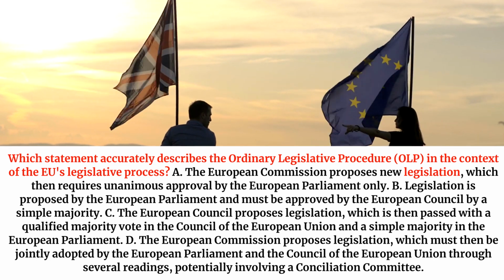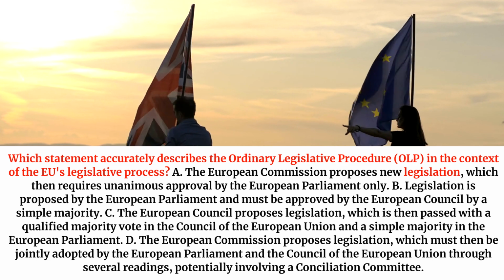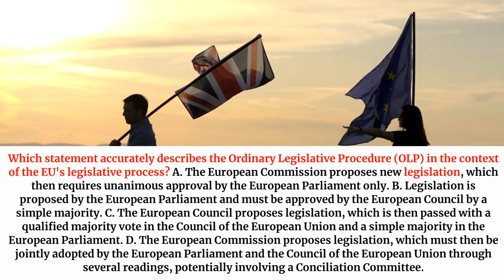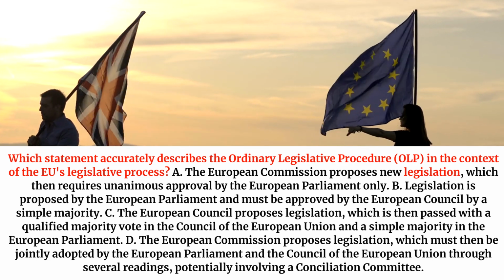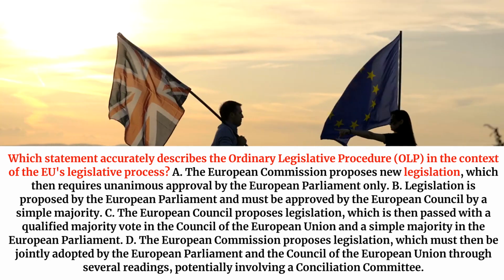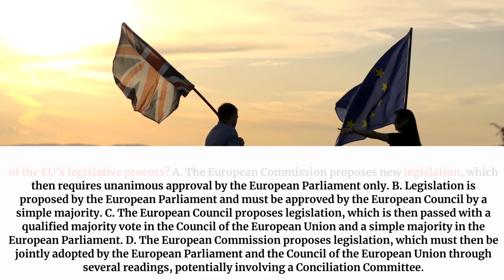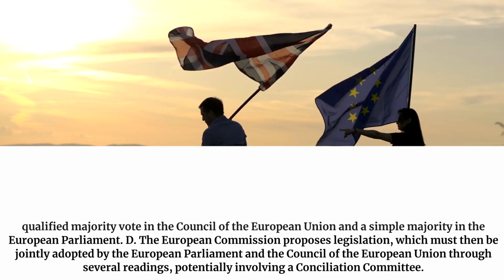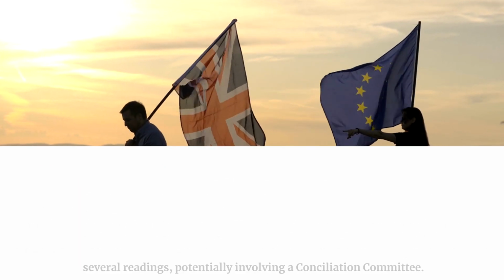C. The European Council proposes legislation, which is then passed with a qualified majority vote in the Council of the European Union and a simple majority in the European Parliament. D. The European Commission proposes legislation, which must then be jointly adopted by the European Parliament and the Council of the European Union through several readings, potentially involving a conciliation committee.